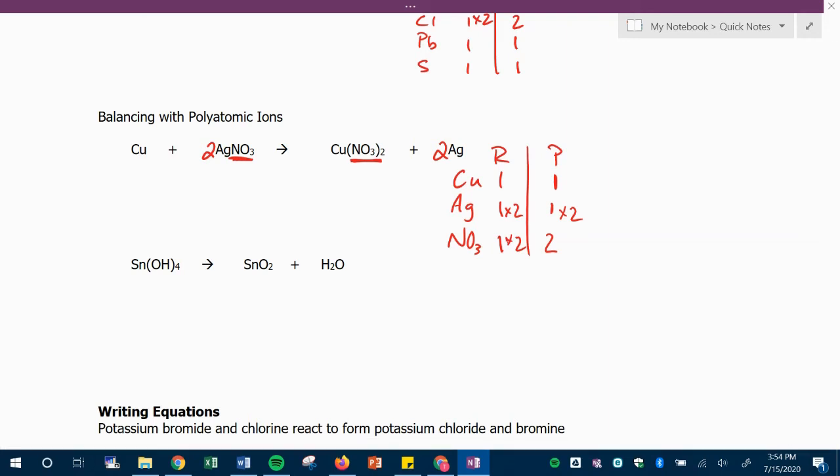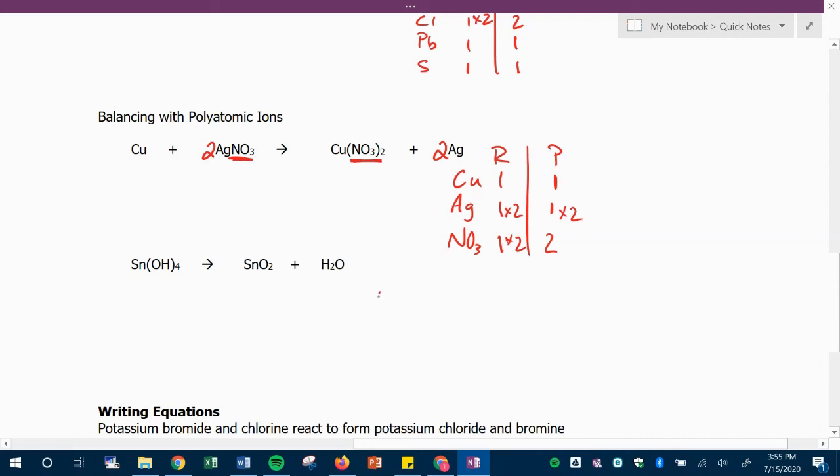And now finally, our last one, unfortunately, it didn't turn out quite as easy as our last one. We got tin 4 hydroxide, or Sn(OH)4. But notice here, the hydroxide, our polyatomic ion, it breaks up. So we don't see OH anywhere as a product. So that does mean that we have to balance it separately. We can't balance the hydroxides like we did before with our nitrates.